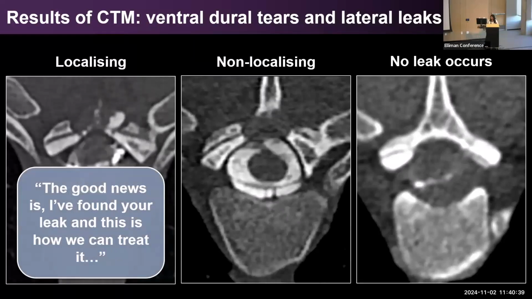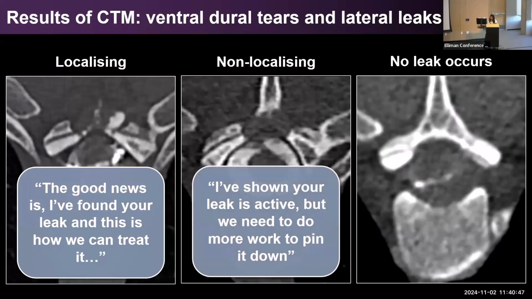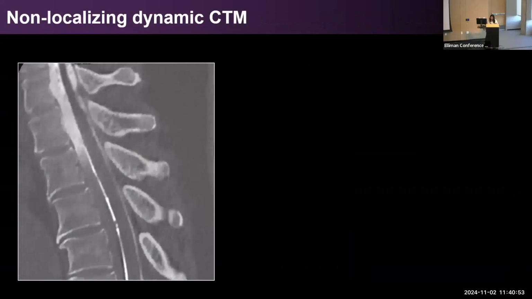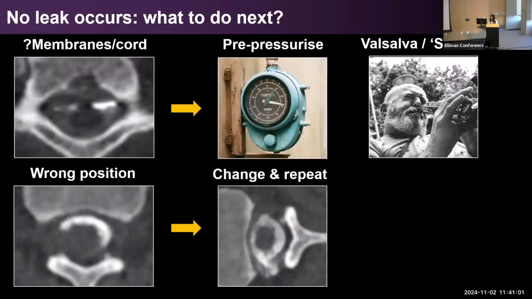But sometimes we get diffuse opacification of the epidural collection, and that prevents the localization of the leak. So I'd say I've shown your leak is active, but we need to do more work to pin it down. Or sometimes we just don't see the leaks. So for then, I have to say to patients, look, we have to repeat your myelogram, and we might have to change our technique slightly, or maybe try a different modality. Or maybe no leak has occurred. And sometimes for that, it may be because there's membranes preventing contrast getting into the defect. Sometimes we pre-pressurize, we try these strain maneuvers, or sometimes we got it wrong, we did the wrong position, and we have to change and repeat that.